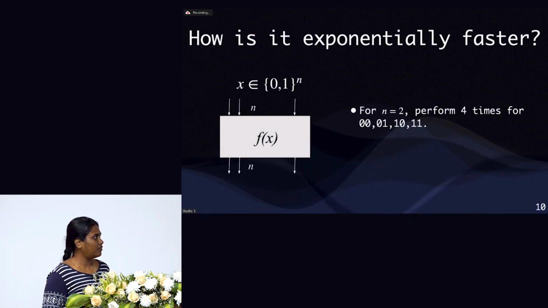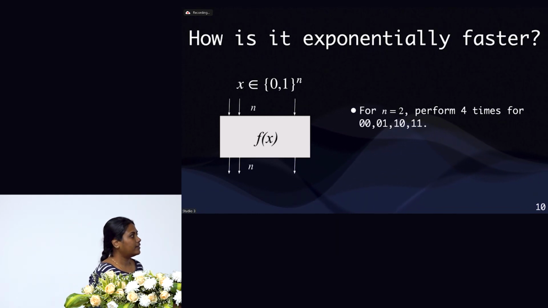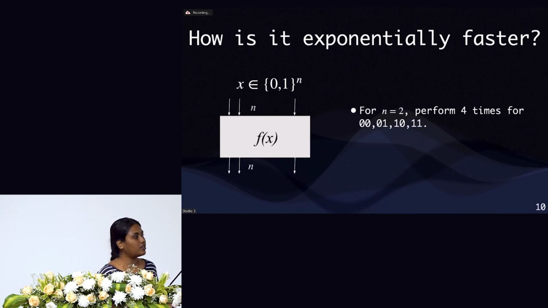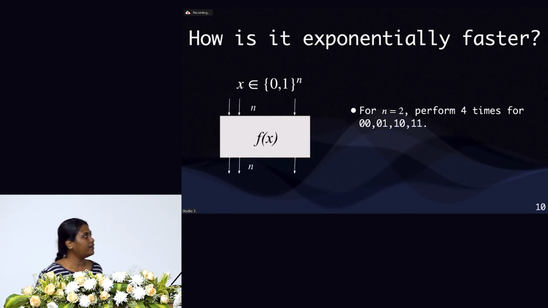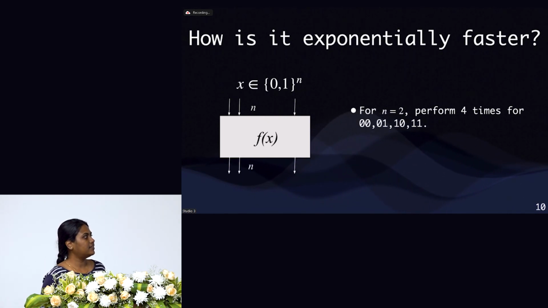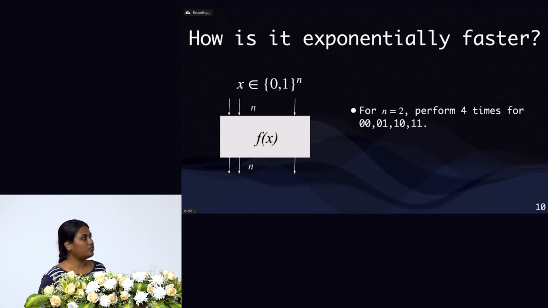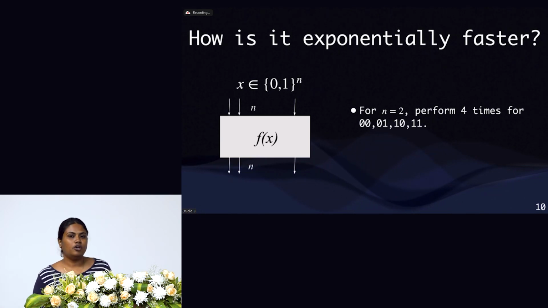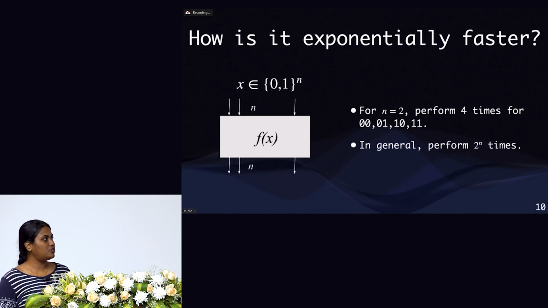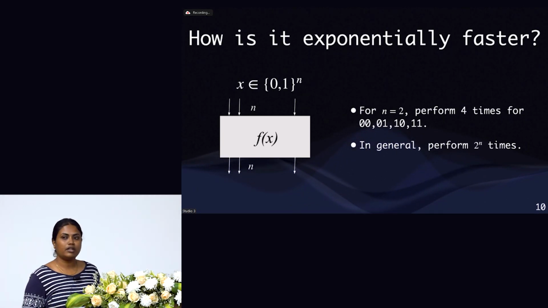So why is it exponentially faster? Let's say I have an input, and this is some process on a classical computer. I give an input x and I have to evaluate f of x. How do I characterize the outputs of f of x? Let's say x has n equals 2 bits. The possible inputs are 00, 01, 10 and 11, so I have to perform this experiment 4 times to characterize my function f. In general, I have to perform it 2 to the power n times for an n-dimensional input.